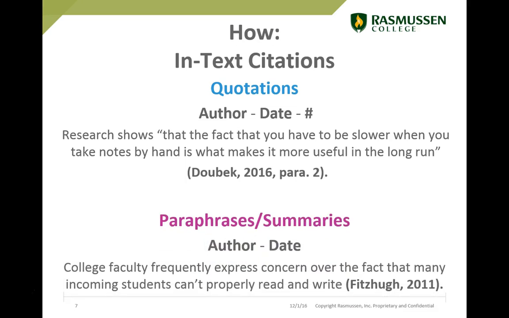Notice that the period comes after the in-text citation. Next, let's create an in-text citation for information that is in your own words, so paraphrases or summaries. We are going to use the same formula as a direct quotation, but we are going to leave out the number. Our in-text citation is simply the author's last name and the publication year, and we place the in-text citation at the end of the sentence with a period following after.